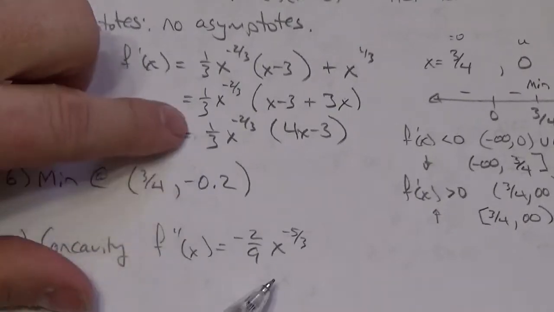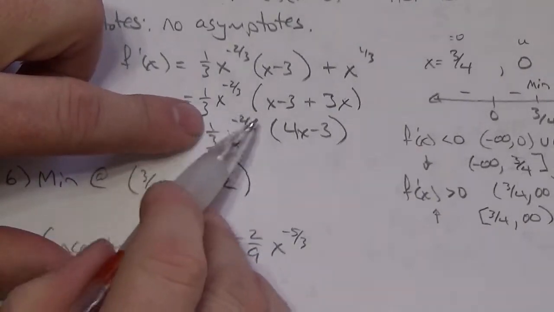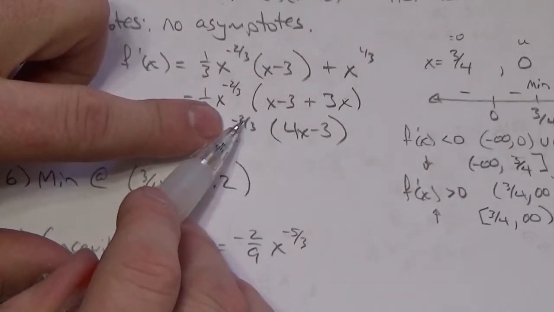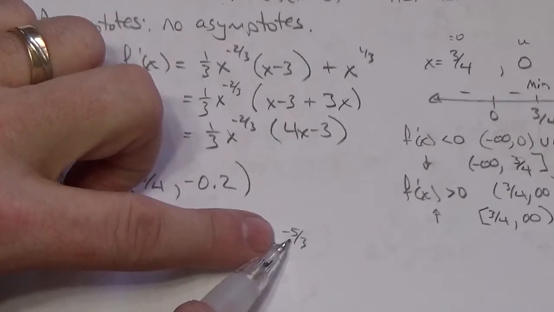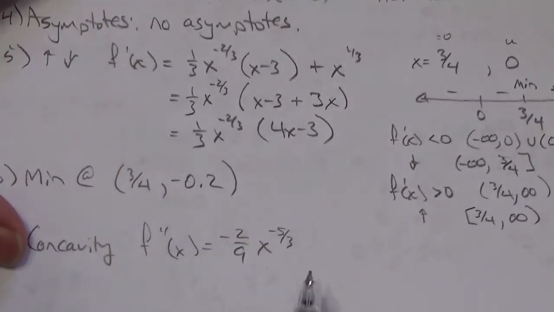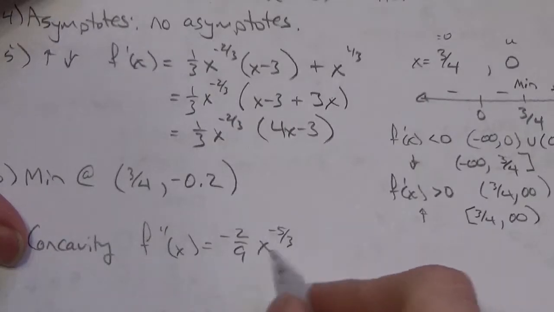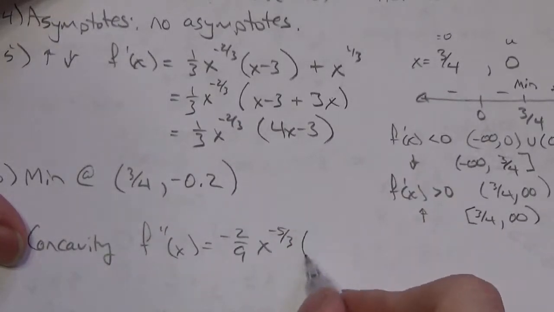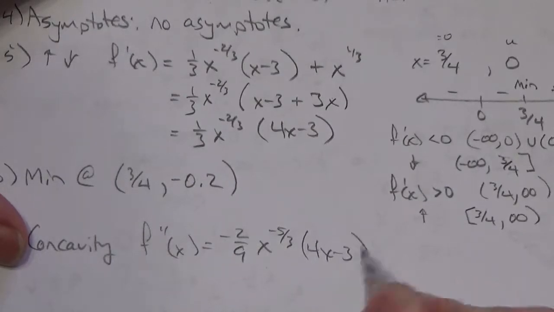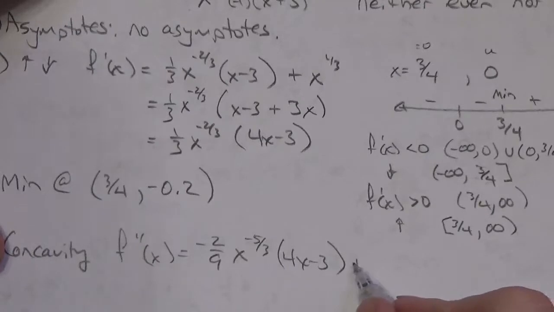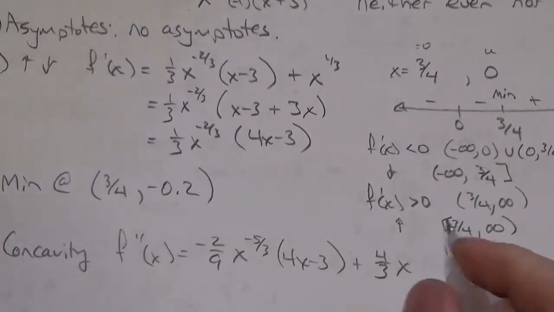And notice something kind of interesting happens here. Up here in that first derivative, that exponent, the numerator was even. Now it's odd. Okay, so that's going to open up a possibility for us here. The negatives aren't going to be such a big deal. Multiplied by 4x minus 3, and then we'll take the derivative of that 4x minus 3, which will just be 4. So this will be plus 4/3 x to the negative 2/3.